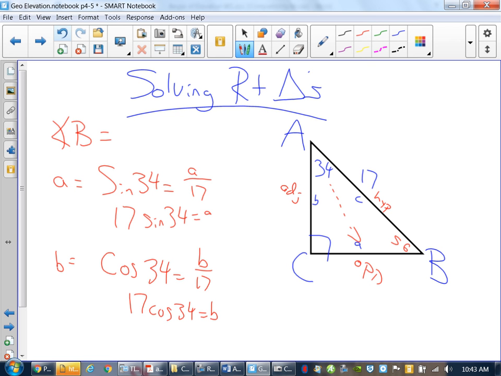What did you guys get for side A? 9.5. 9.51? What'd you guys get for little b? Now ask yourself, does that make sense? Does the smallest angle have the shortest side? Yeah. Does the larger angle have the largest? It's the hypotenuse and stuff.